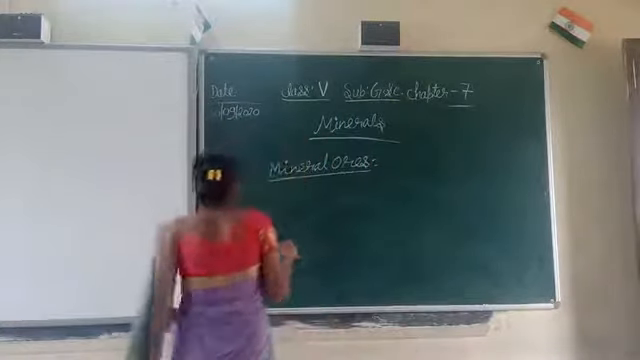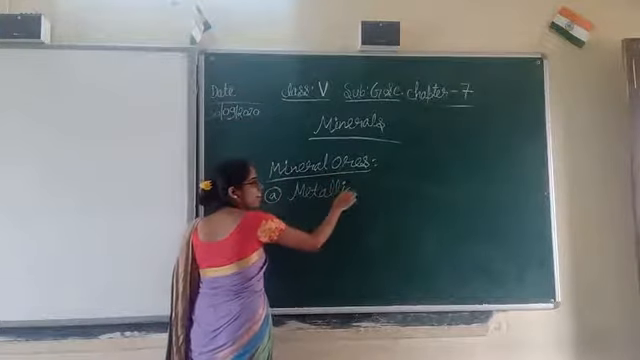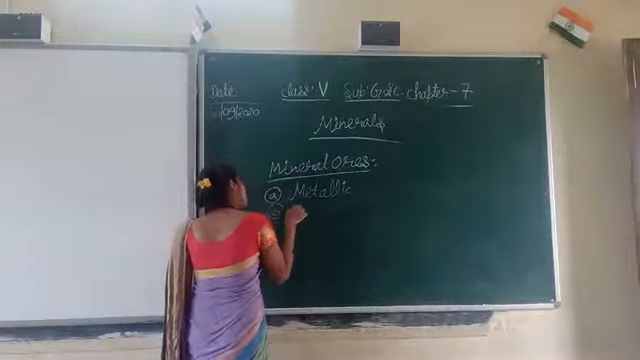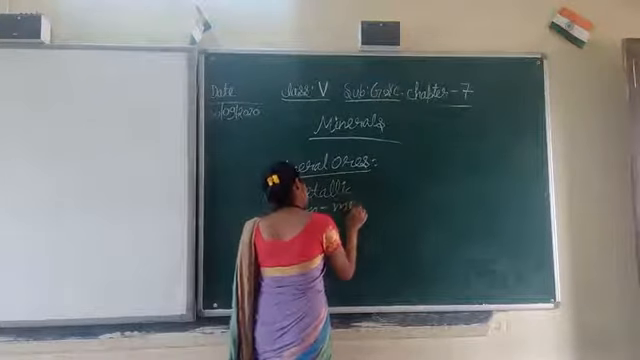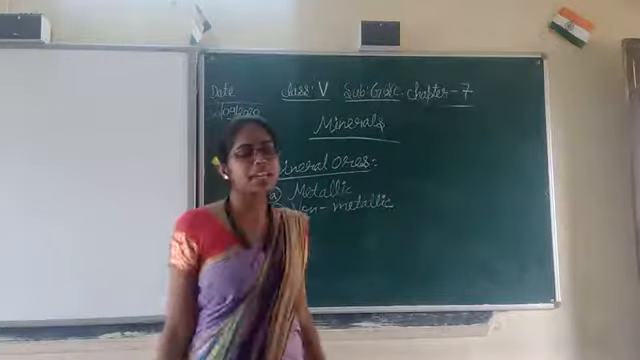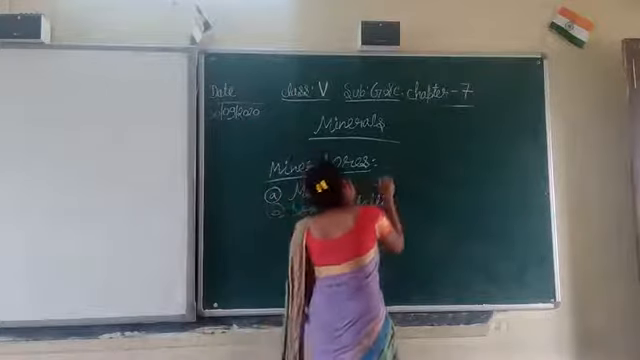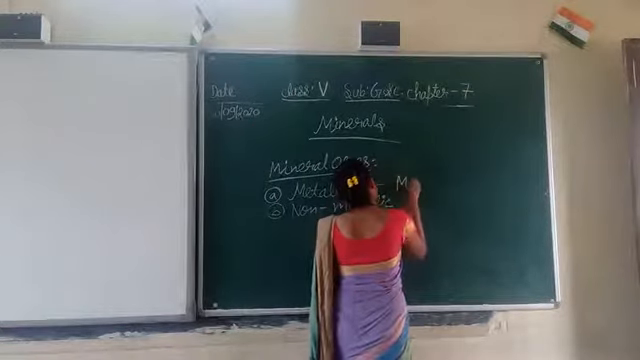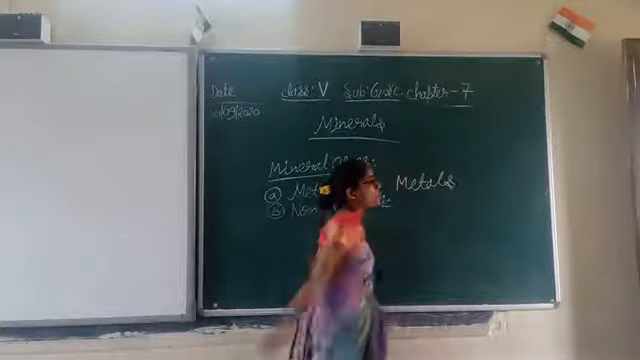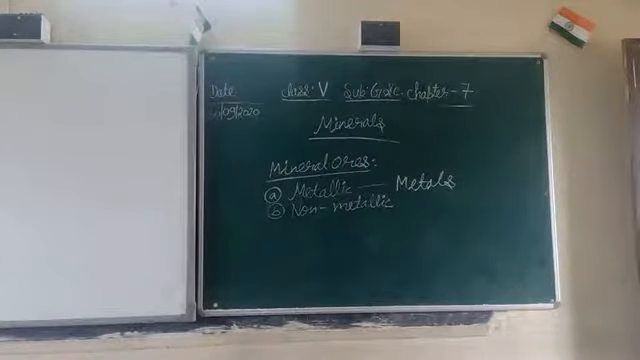There are two types of minerals. First one is metallic, and second one is non-metallic. Let's study about the metallic minerals. Metallic minerals are the minerals which contain metals, and we know that metals are hard substances with lustre. What are metals? Metals are hard substances with lustre.